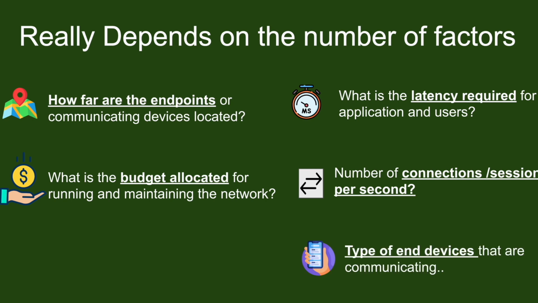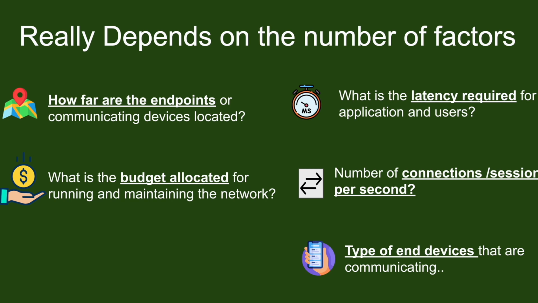Another piece is the type of device that is accessing and communicating. For example, if you are accessing an application through your mobile, which is pretty common nowadays, in that case we would need technologies like 3G, 4G, or 5G. We call it a radio access network. That's the kind of technology that we need to employ.